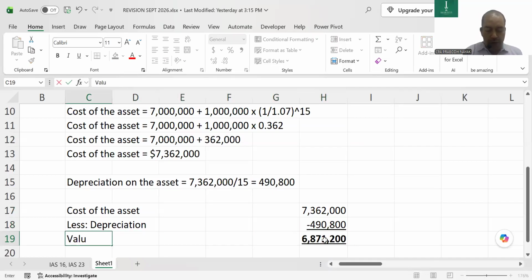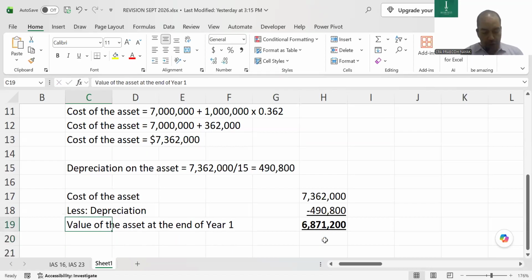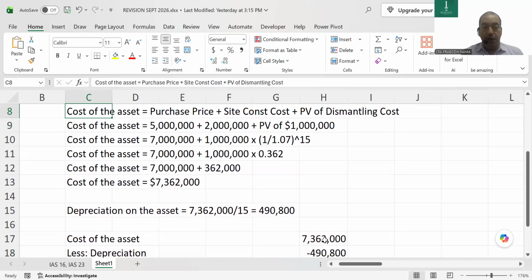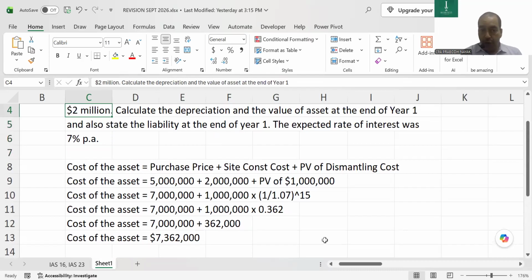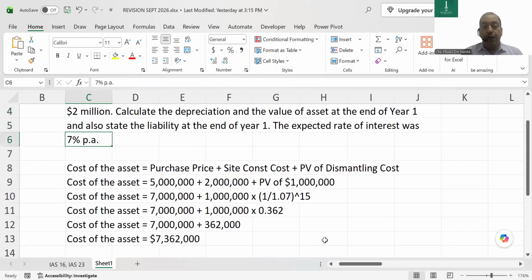So this is the value of the asset at the end of year one. Now, what is the third part of the question? First part was depreciation, second part was value of the asset. Third part is also state the liability at the end of year one.